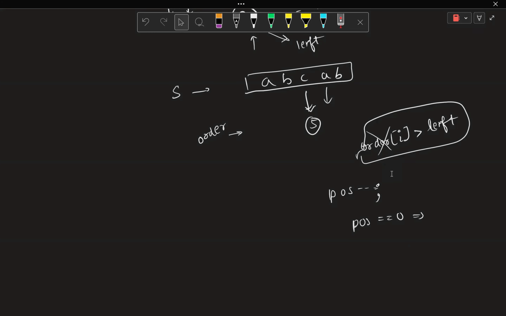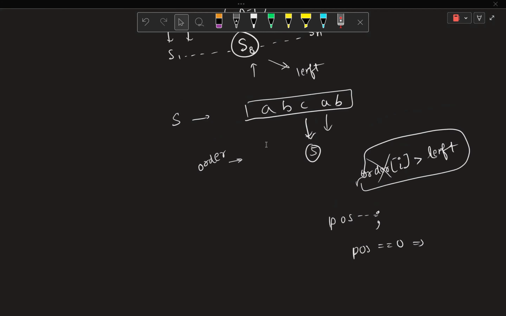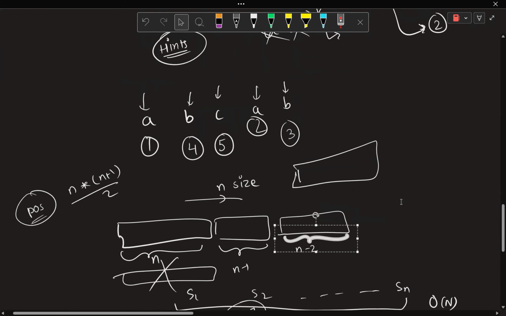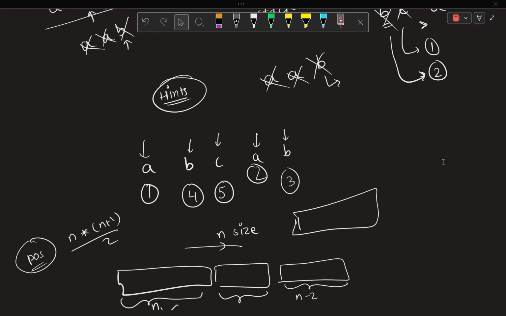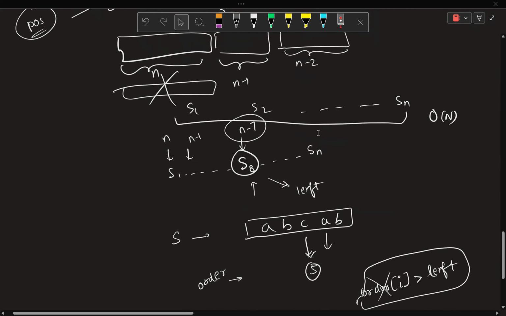Which part did you not understand? Okay, so this numbering part.